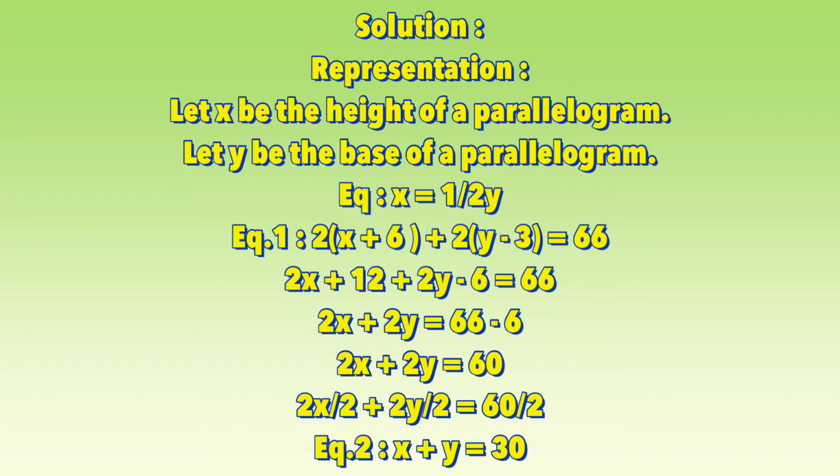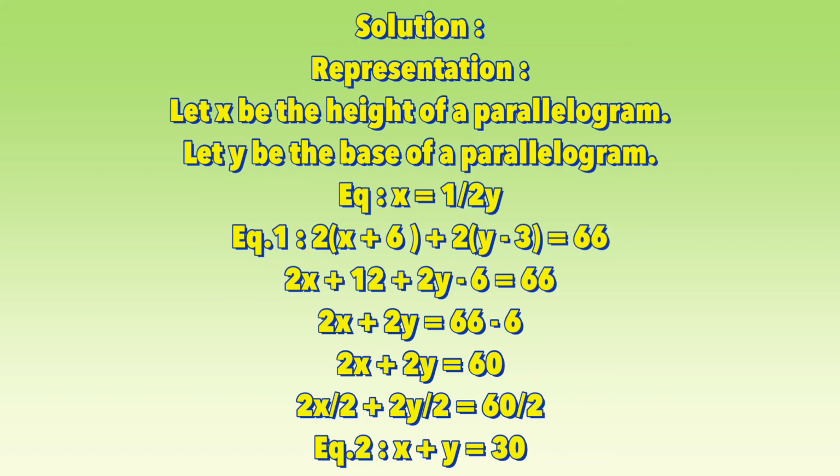Okay, now we are going to simplify. 2 times x equals 2x. 2 times positive 6 is positive 12, plus 2 times y equals 2y. Positive 2 times negative 3 equals negative 6. Just copy 66. The next step is to combine like terms and transpose the constant to the right side of the equation.